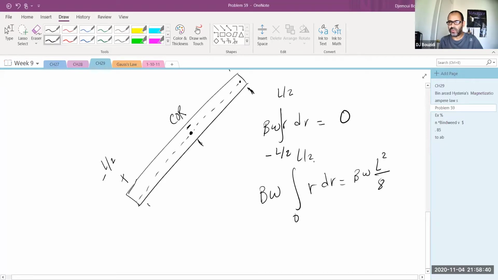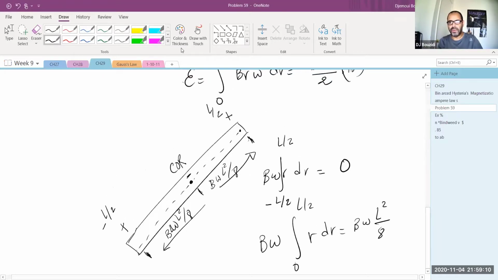Because I will have an L squared over 4 from the upper limit, but don't forget I have another 1/2 that is coming from the integration of R. So this is this difference in potential. So this will become B omega L squared over 8, and this will also be B omega L squared over 8, okay, this way, and the other one this way, and there is no net. So this will be at the same potential as the other one, and the net potential difference is actually 0, okay? So this is this problem 59.